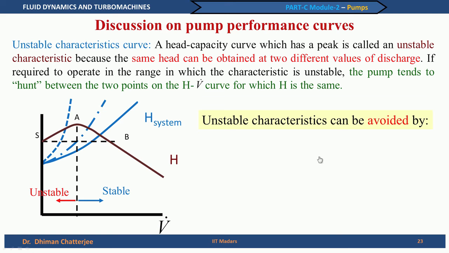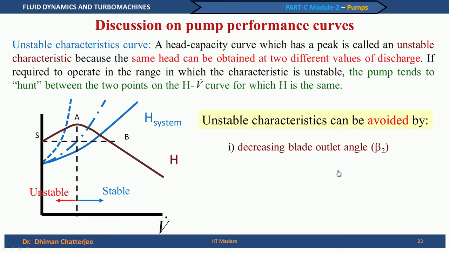These unstable characteristics can be avoided by decreasing the blade outlet angle beta 2. You know that if the blade outlet angle beta 2 is reduced, then the ideal curve would slope further down and hence you can avoid it. And this is another reason, yet one more reason for a pump not to have a blade outlet angle greater than 90 degree.